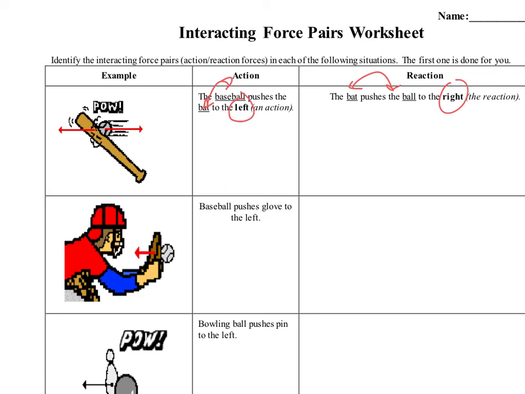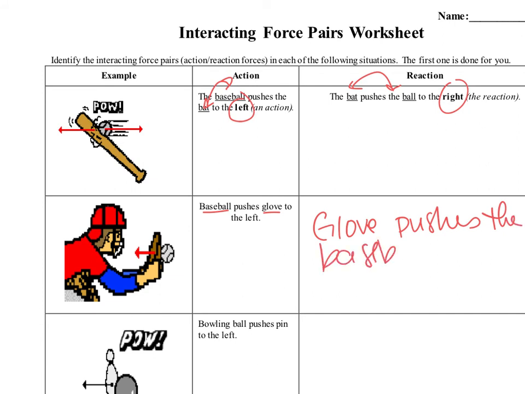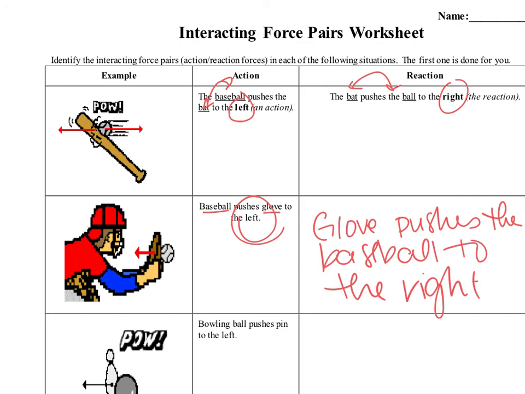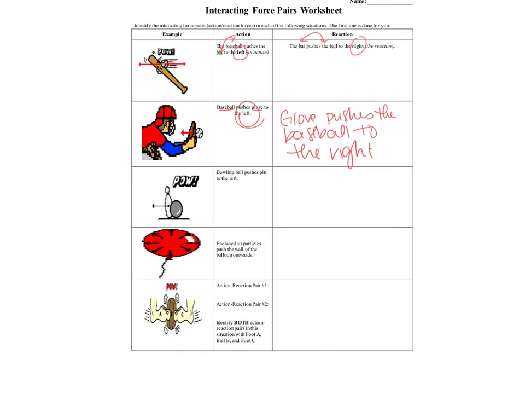So take a look at our next one. The baseball pushes the glove to the left. So I have baseball and glove as my two objects being part of this interacting force pair. So my reaction is the glove pushes the baseball to the what direction? Right. It's going to be to the right because it's going to be opposite. So these ones go really, really fast for you.